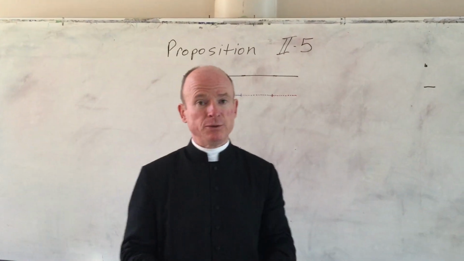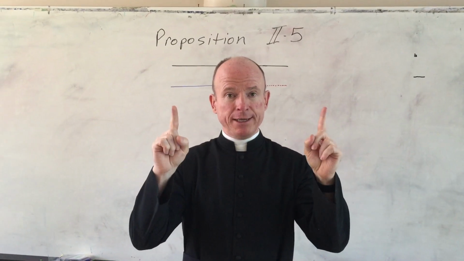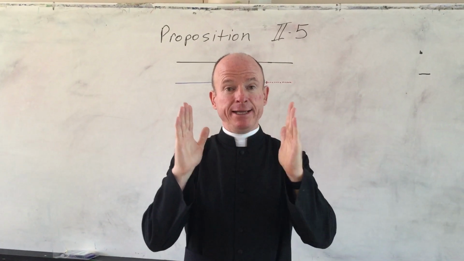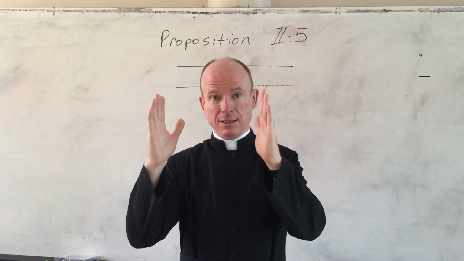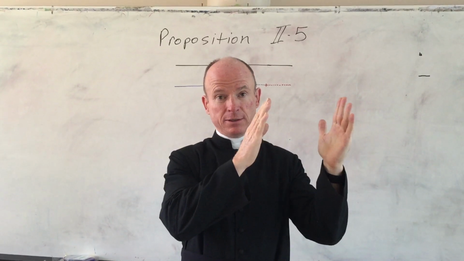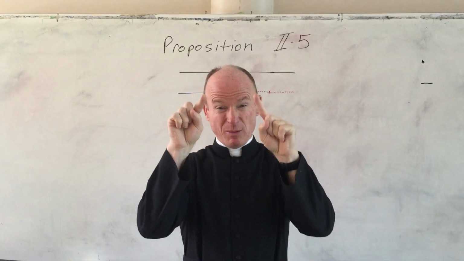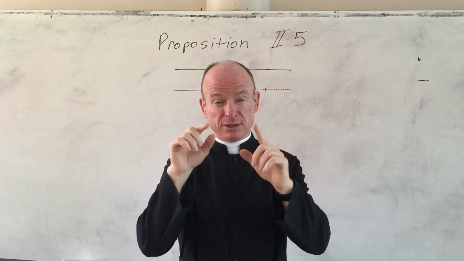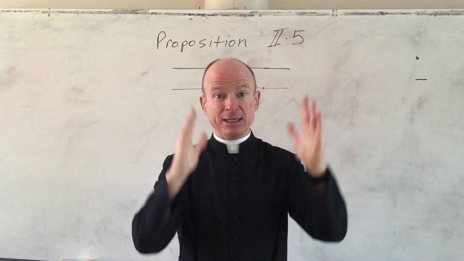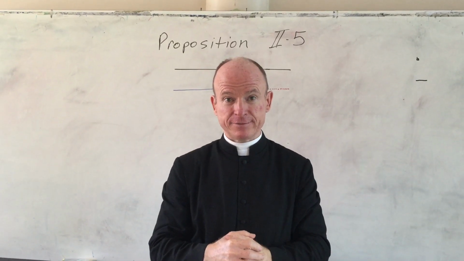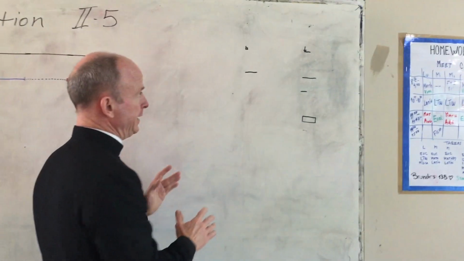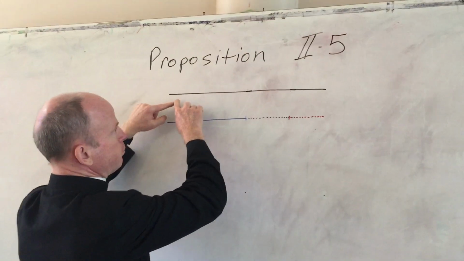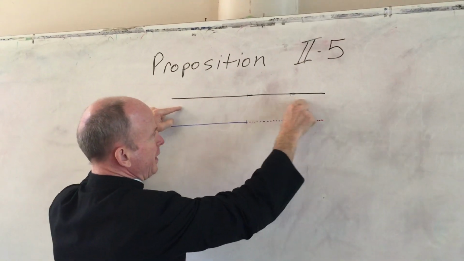Proposition 5 of Book 2. If a straight line be cut into even and uneven parts, the rectangle contained by the uneven parts plus the square on the line between the points of section, which I'll explain, is equal to the square on the half. Okay? Before we get started with this proposition, first of all, remember that this Book 2 is about lines.